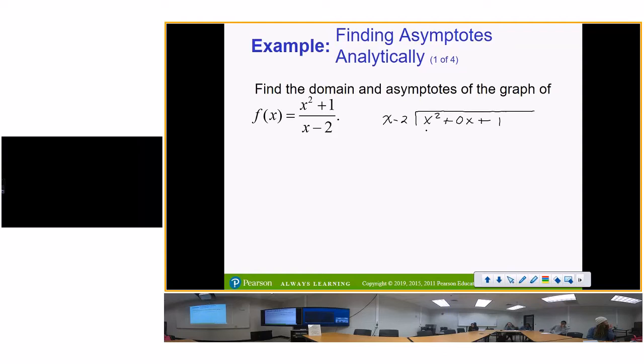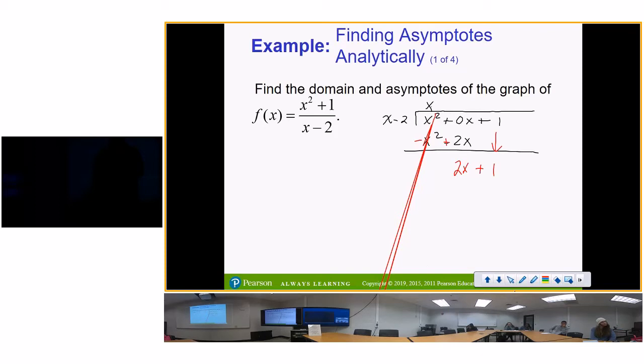All right, so x minus 2 into x squared plus 0x plus 1. How many times will x go into x squared? X times. X times x is x squared. X times negative 2 is what? Negative 2x. You always subtract. When you subtract, this makes a negative and that a positive, and that always goes out. You're left with 2x. Bring down the 1 to help out. How many times will x go into 2x? Two times. 2 times negative 2 is what? Negative 4. You always use a negative. That's going to make that negative and that plus.